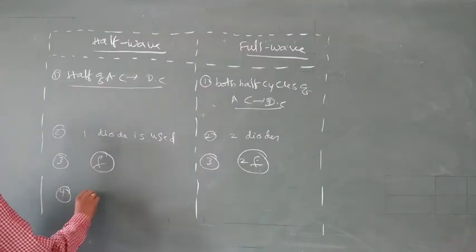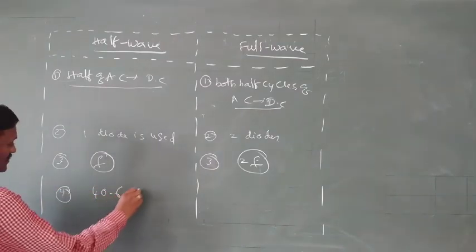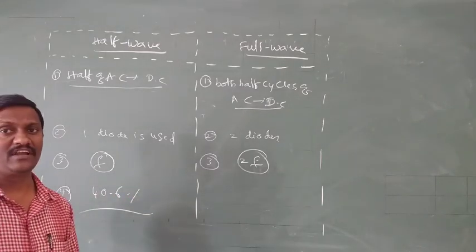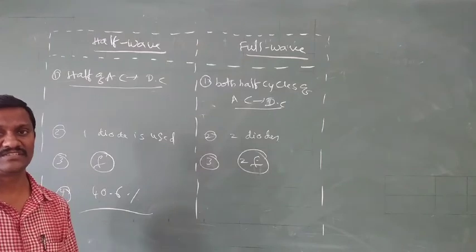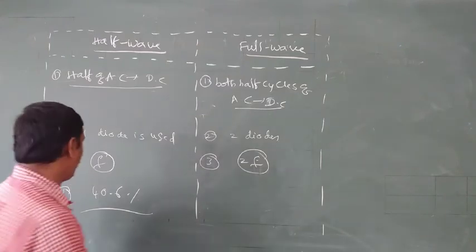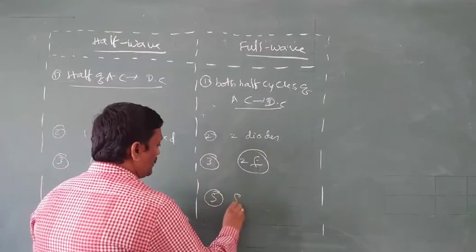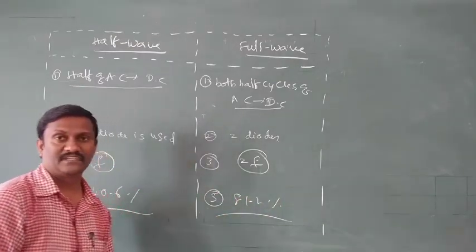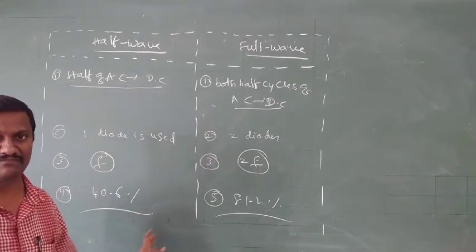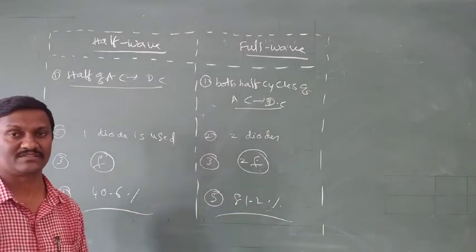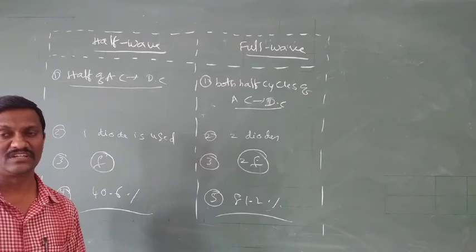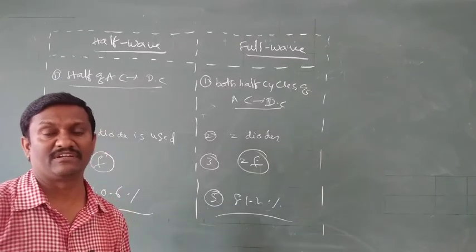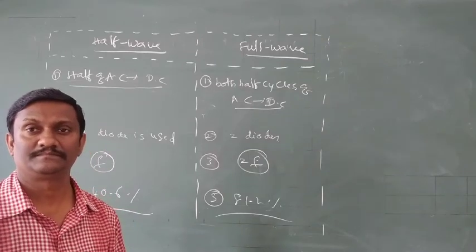Next, the maximum efficiency of a half wave rectifier is 40.6%. A maximum of 40.6% of AC is converted to DC. Here a maximum of 81.2% of AC is converted to DC. Here the maximum efficiency is 40.6%, and here the maximum efficiency is 81.2%. That kind of difference is nothing but the differences between a half wave rectifier and a full wave rectifier.